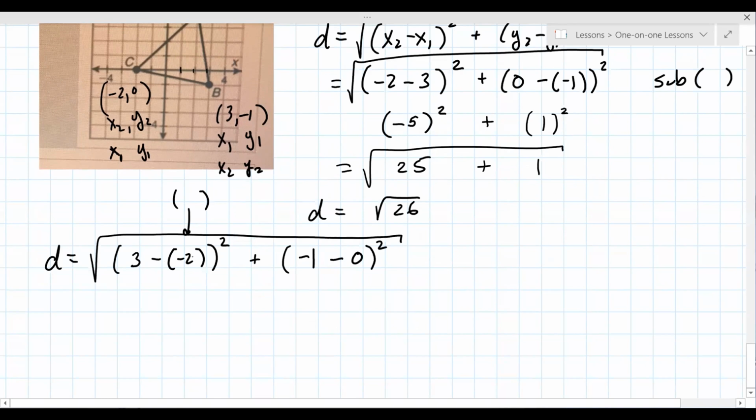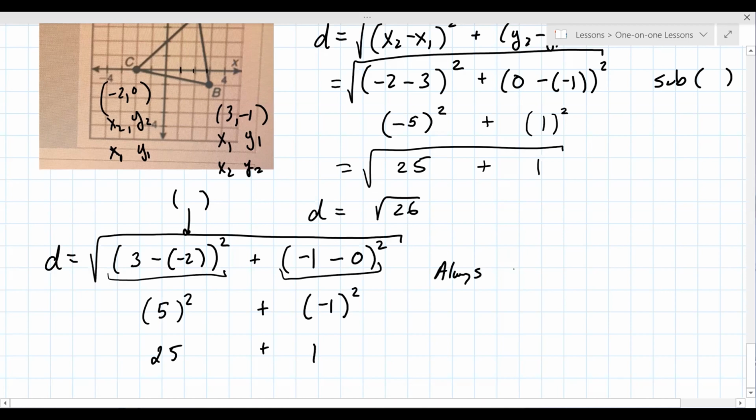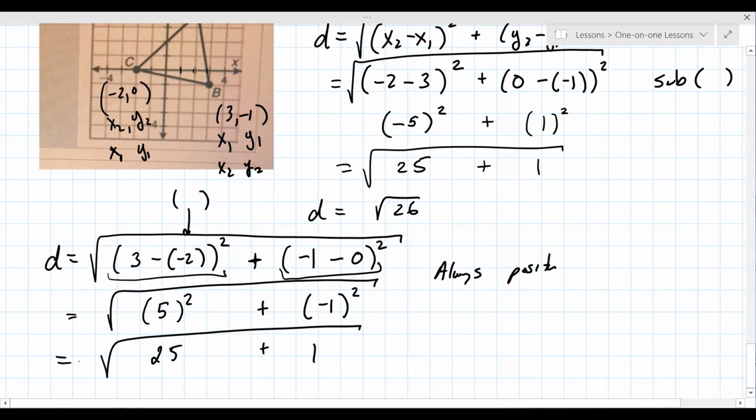So 3 minus a minus 2 gives you 5 squared, which is 25. Minus 1 minus 0 is minus 1. It's held in parentheses because of that negative, but then when you square it, you get a positive. Okay. So these things, when you square them, these are always going to be positive. You never subtract here, it's always plus. So this is the square root of 26. I get it. Great.